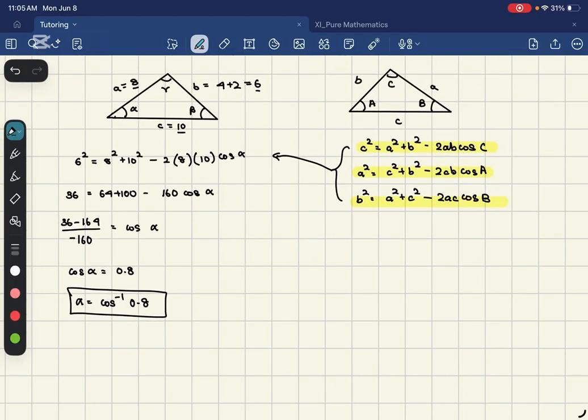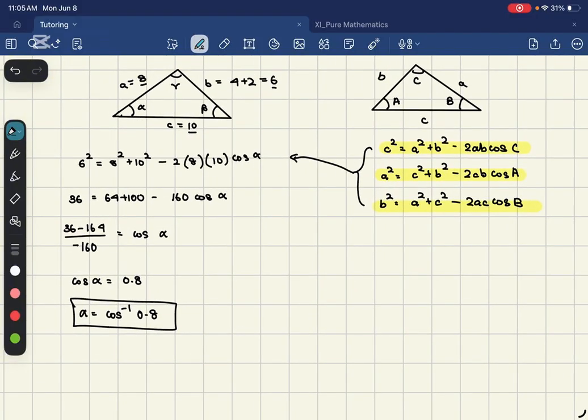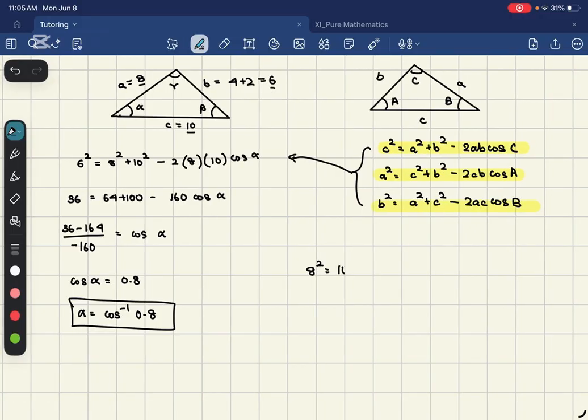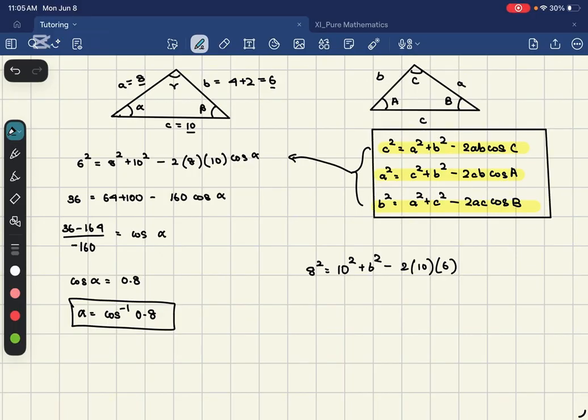And now we are going to look for beta as well. So if we want to find beta, we are going to use 8 squared. The side opposite squared is equal to the other two sides, right? 10 squared plus 6 squared minus 2 times 10 times 6. So again, I'll leave you to figure out how we get this expression. But it's using these three formulae. So you figure out which one is more appropriate, and when you plug the values in, you're going to get things as follows. And then cosine of beta.